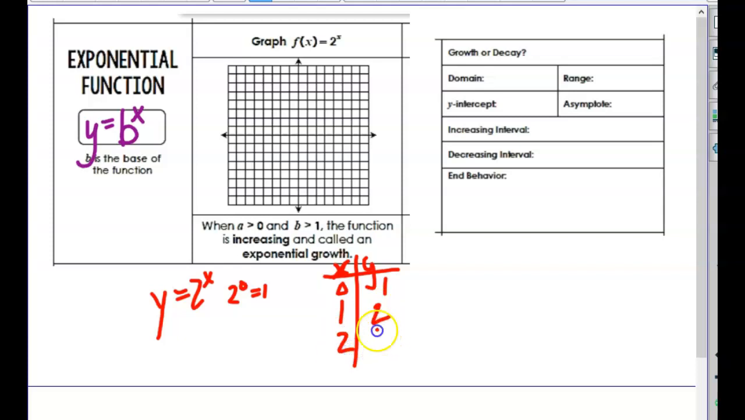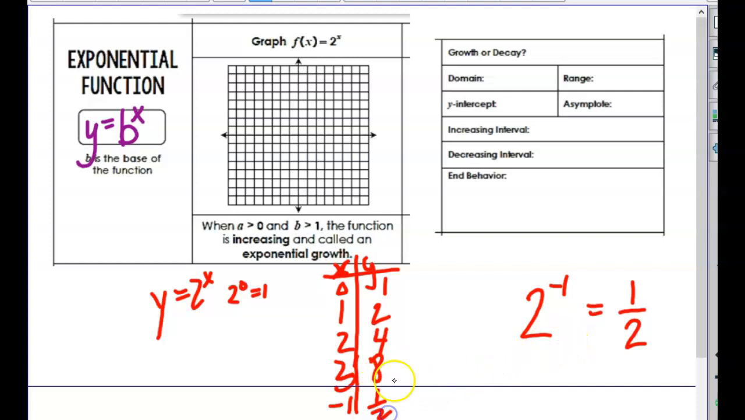2 to the second, 2 to the third, 2 to the negative 1. That's a really important concept. 2 to the negative 1 means 1 over 2. Is everybody with me? Do you remember negative exponents a little bit? That's going to be really important when we get to logs Monday.